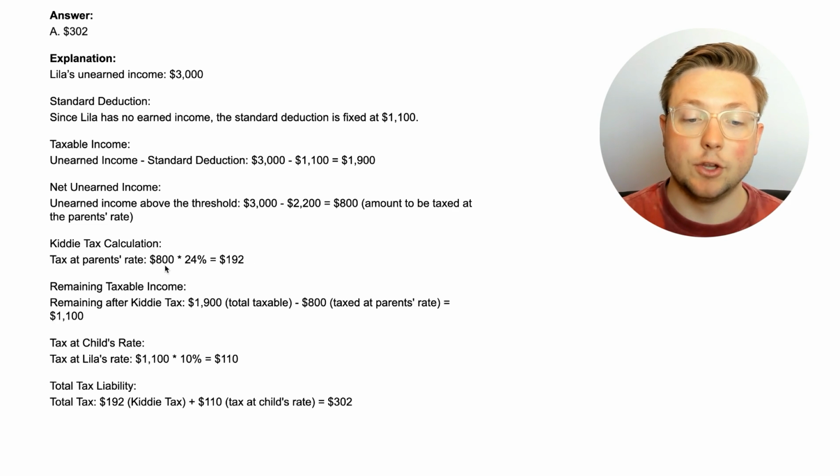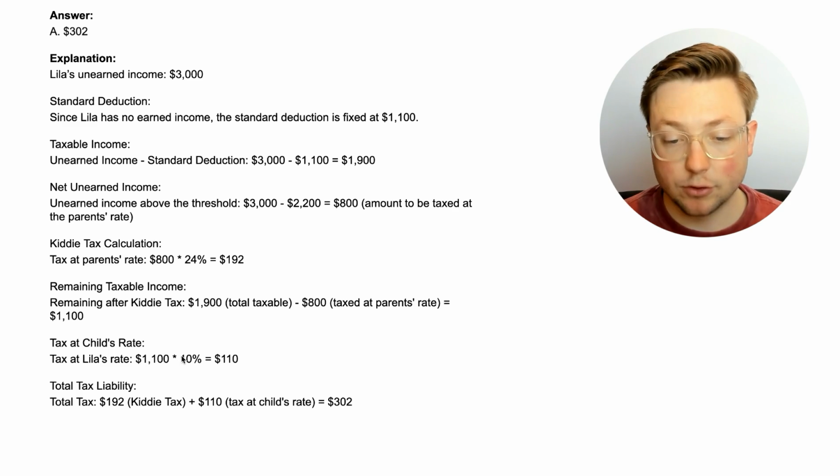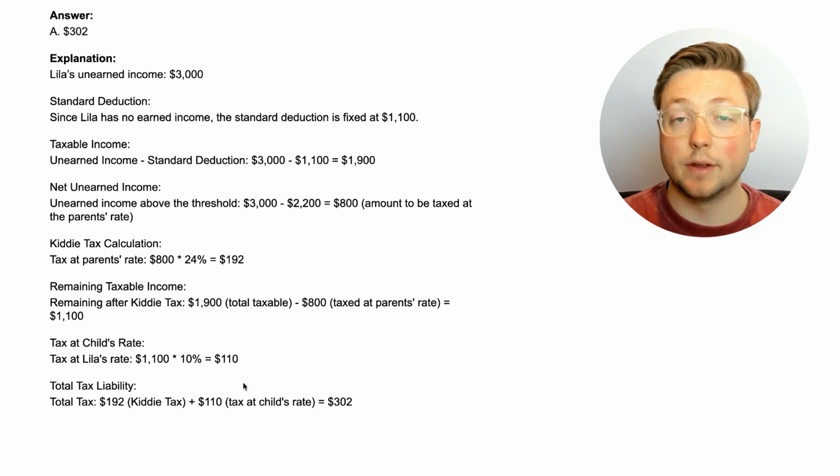And then you take this taxable income that we left there for a little bit, subtract the amount that was taxed at the parent's rate, and that gives you $1,100, and that is the remaining amount that will be taxed at the child's rate. And then adding those two together gives you the total tax liability. So a very similar structure.